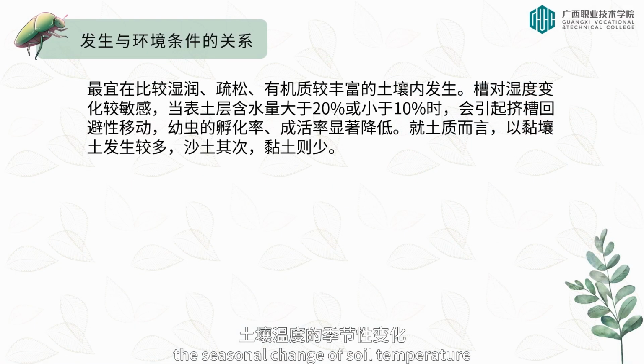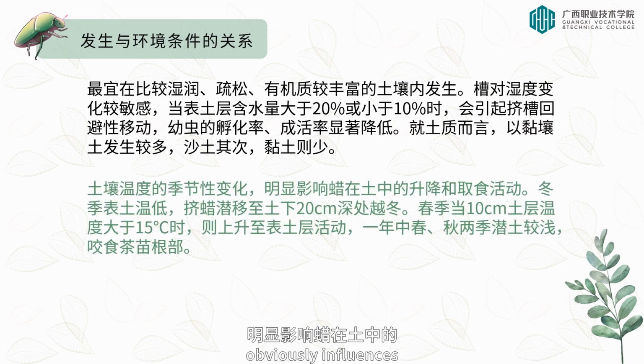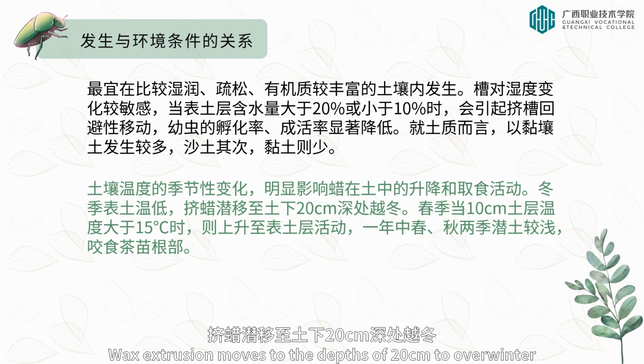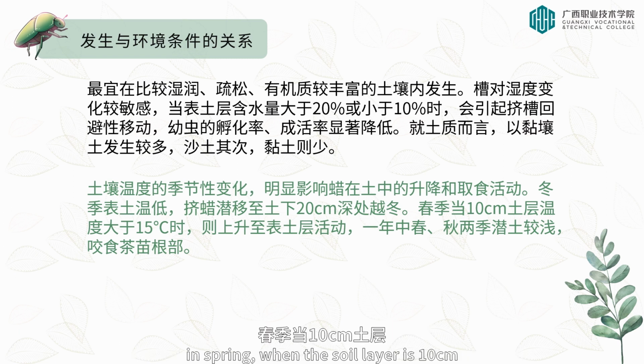The seasonal change of soil temperature obviously influences the ascending, descent, and feeding activities of grubs in the soil. In winter, the surface soil temperature is low. Grubs move to the depths of 20 centimeters to overwinter. In spring, when the temperature of the 10 centimeter soil layer is more than 15 degrees Celsius, they rise to the surface soil layer to be active, when the soil is shallower in spring and autumn of a year. They bite the roots of the tea seedlings.